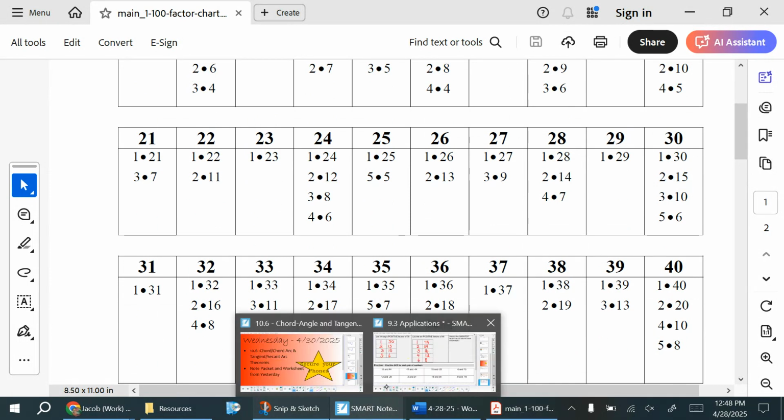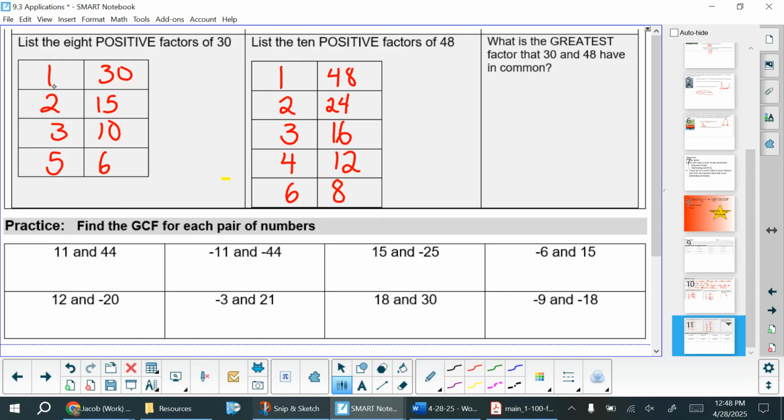So then we're looking at just what's the greatest common factor. I just have to go through my list and find the biggest one. So 30 doesn't go into the other one, 15 doesn't go into the other one, 10 doesn't go into the other one, 6. 6 goes into both. So it looks like 6 is my greatest common factor between 48 and 30.